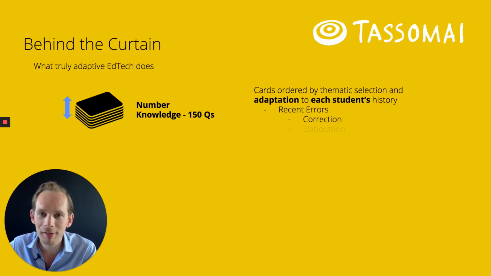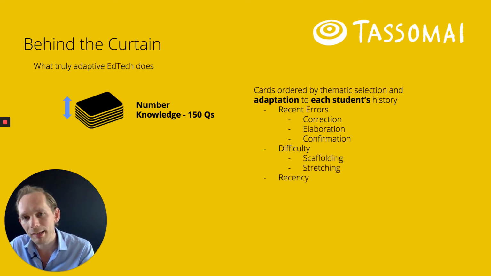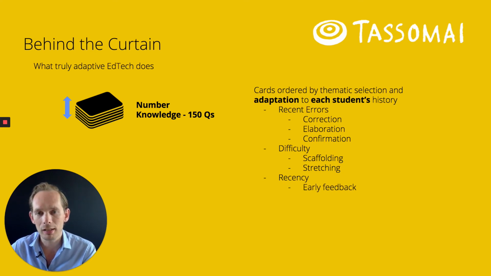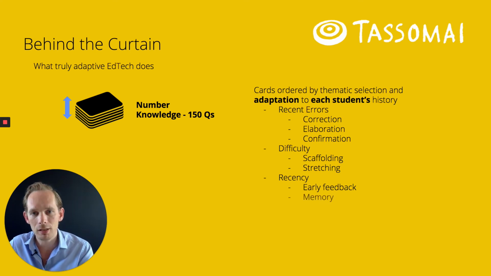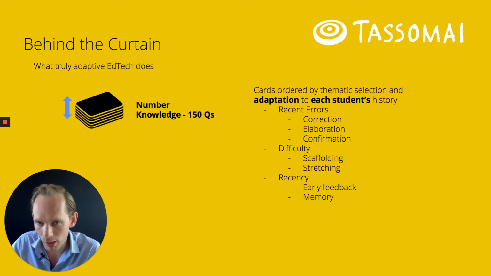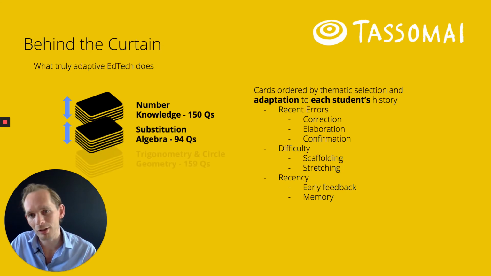So recent errors for correction or elaboration, the kind of thing you saw me expand on there. They're selected for the appropriate level of difficulty to scaffold or stretch, as I mentioned before, and with a recency factor too. So we're thinking about the spacing intervals that need to increase to match our model of the Ebbinghaus forgetting curve. So if you made a mistake, we'll come back for early feedback. If you corrected a mistake, it might come back for early confirmation. But then once you're showing that you know it, it'll start to stretch to test your memory.